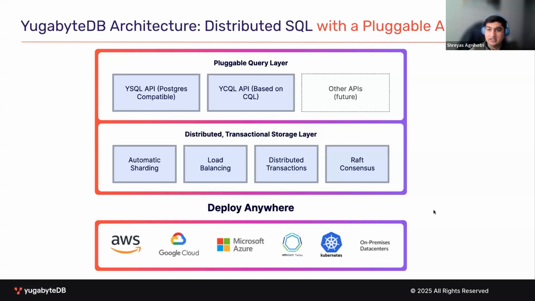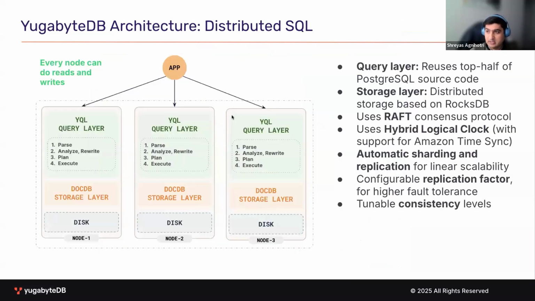Let's dive a little deeper into the guts of this architecture and try to understand what's going on. The top layer, or the query layer, reuses the Postgres source code. It's a Postgres fork based on Postgres 15 as of now, which provides you access to advanced Postgres features, which we are going to cover on some of the next slides. That allows you to lift and shift apps which were designed for Postgres, some of your existing applications, seamlessly over to Yugabyte as a drop-in replacement with minimum changes.